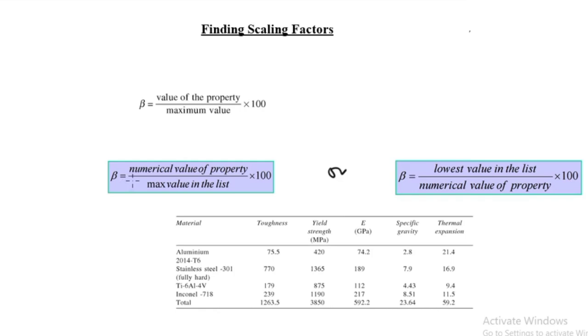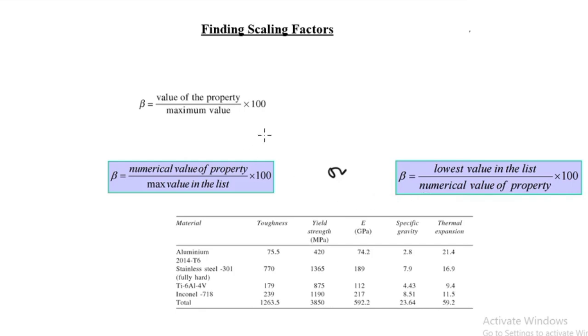So we have that for you to minimize the properties given to you. If you are supposed to maximize the properties, then you're going to get the numerical value of the property divided by the maximum value in the list, times 100. And if you are supposed to minimize the value, you're going to take what? The lowest value in the list divided by the numerical value of the property, times 100.